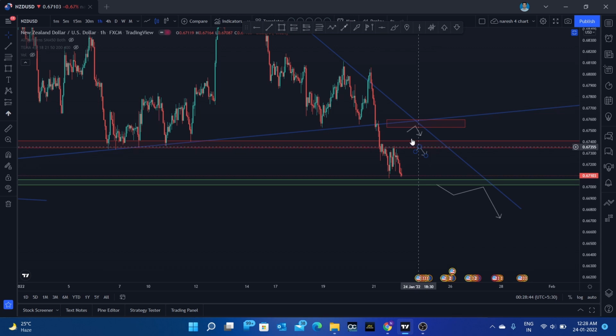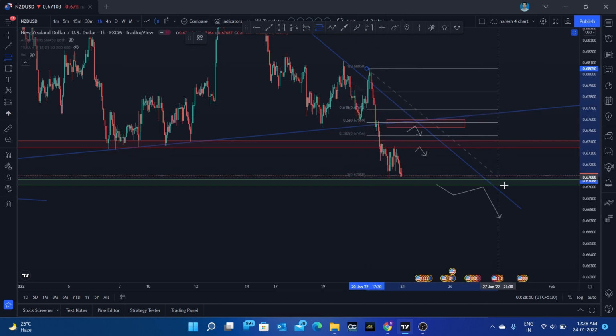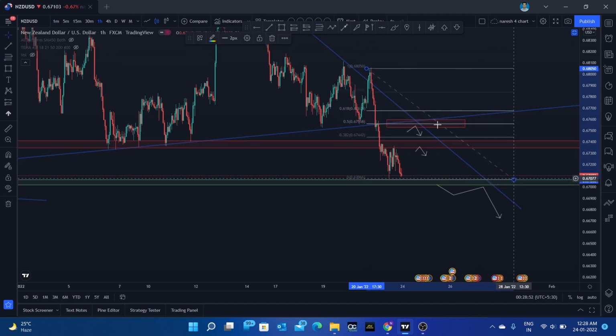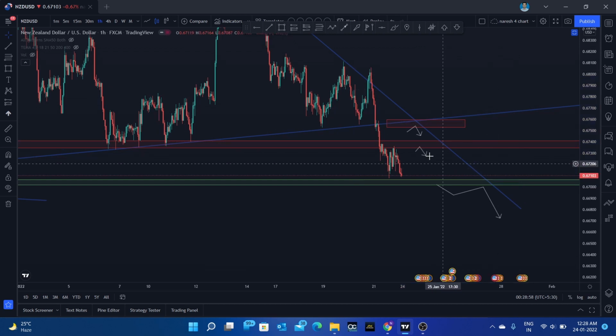you can enter here, guys, or else you can go for short entries in here, which is a very good area. And if we pull the fib, it is a 50% retracement, which is a very good indication that it should be a very good opportunity to go for short, guys. So I'm looking for shorts in New Zealand USD.